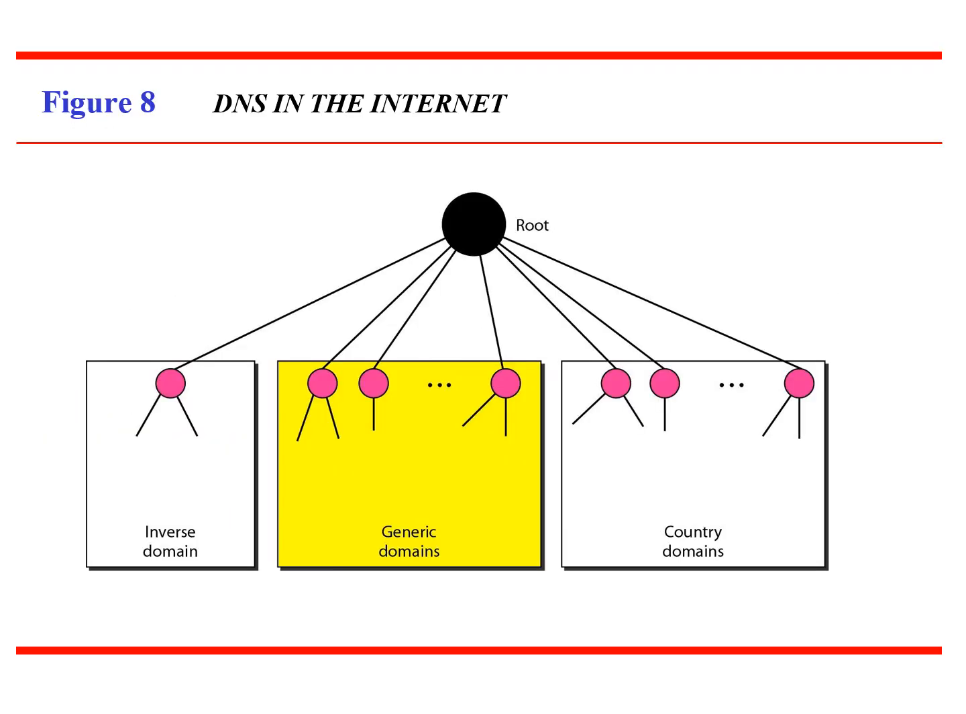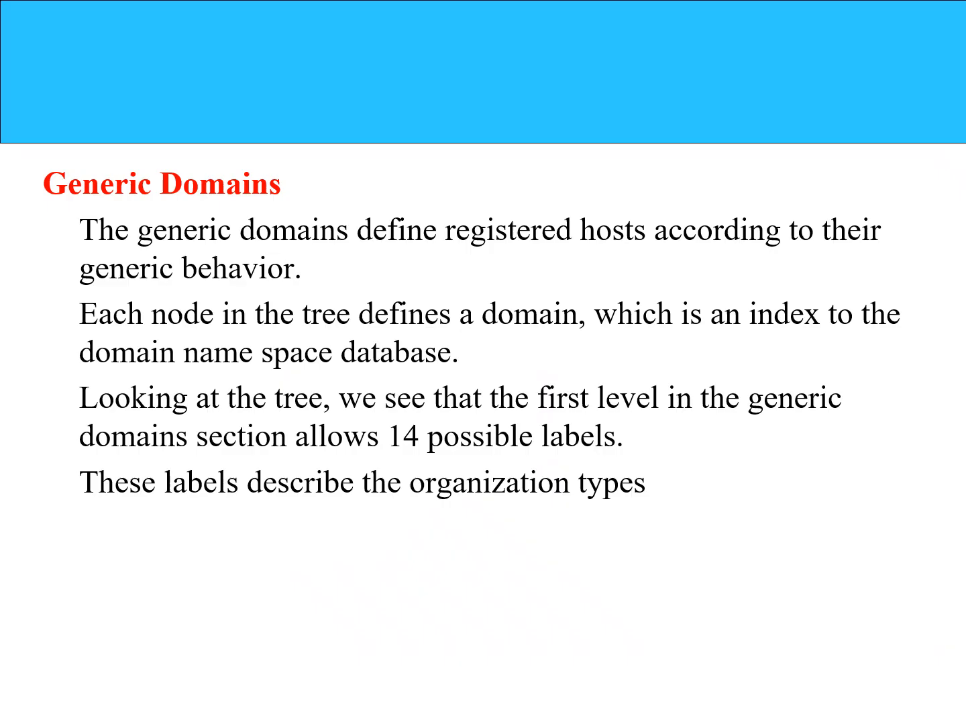So this is the DNS in the internet. We have seen already that we have a root server. Under the root we have various servers. So you have the inverse domain, generic domain and country domain. So what do we mean by generic domains?